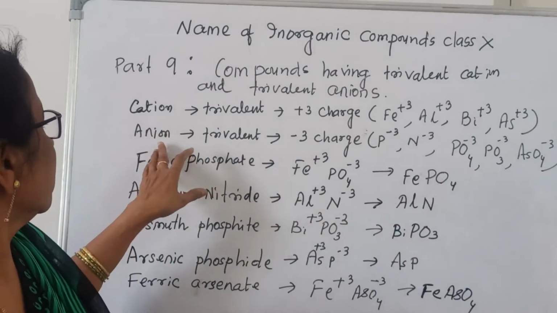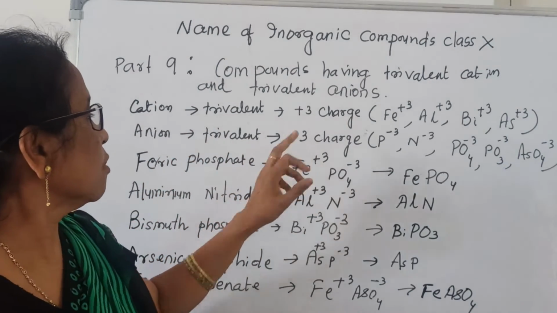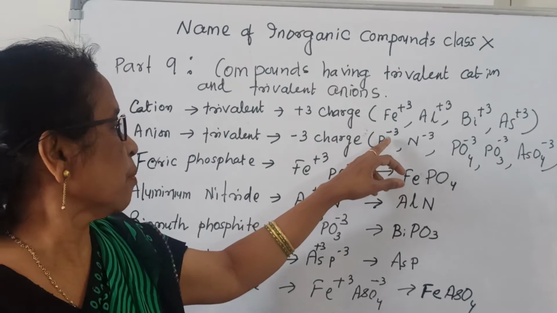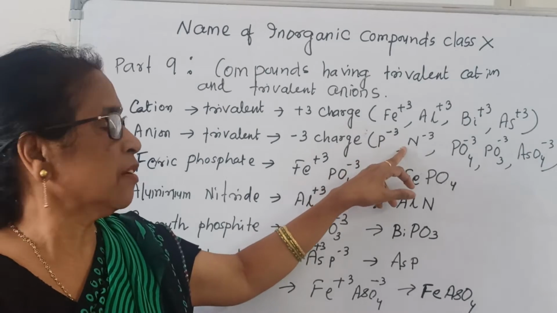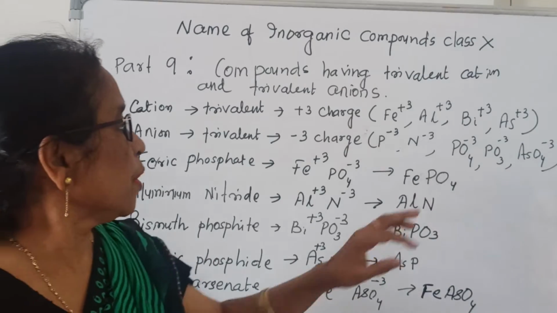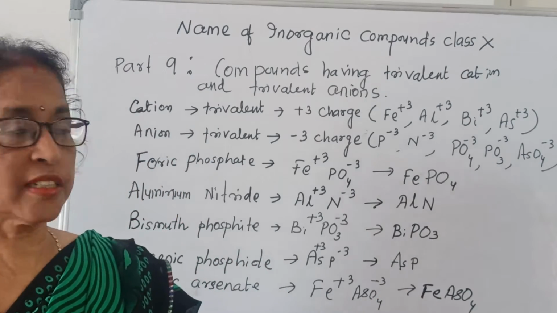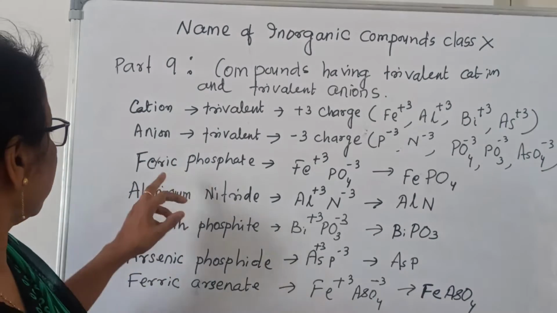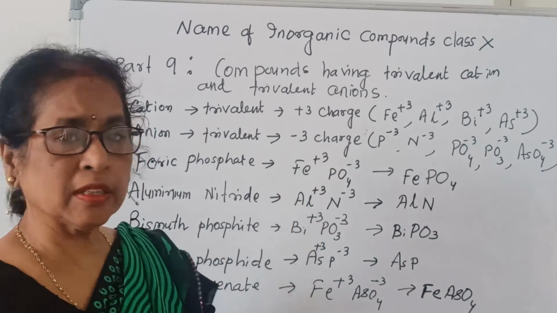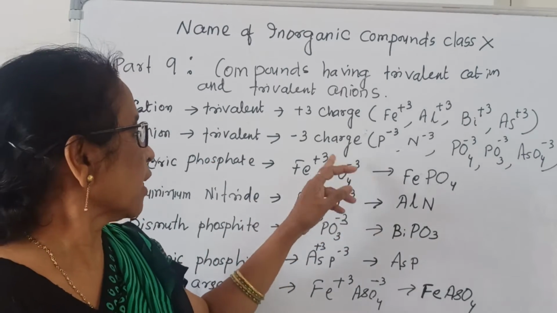So what happened here, the anion is trivalent, here you can see minus 3 charge. Minus 3 charge here means phosphide, N means nitride, PO4 minus 3 phosphate, PO3 minus 3 phosphite, and AsO4 minus 3 arsenate. And here you can find ferric phosphate. Ferric means plus 3, phosphate means minus 3. So the 3s cancel. What is the formula of the phosphate radical? PO4 minus 3. They cancel each other.